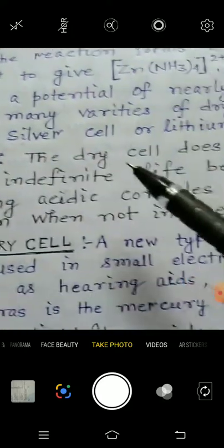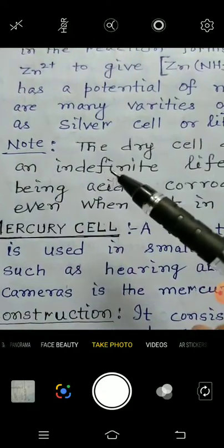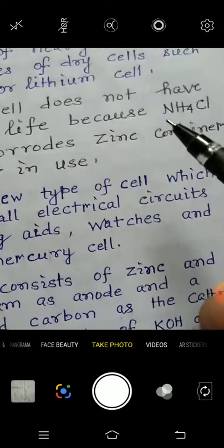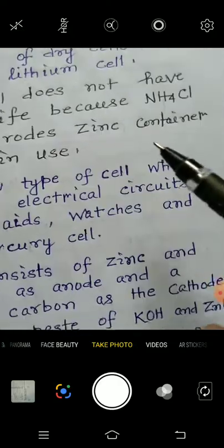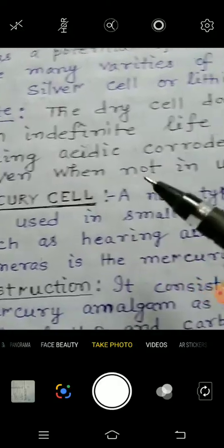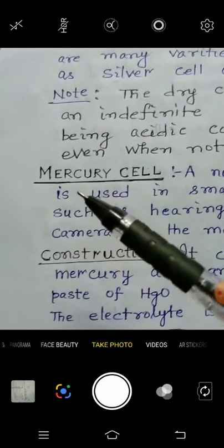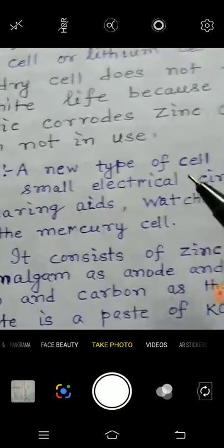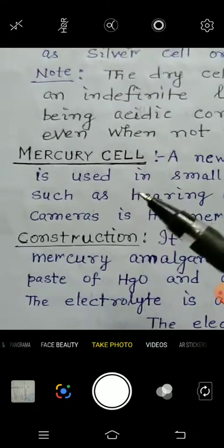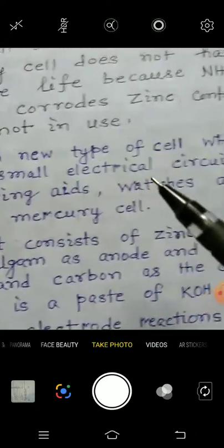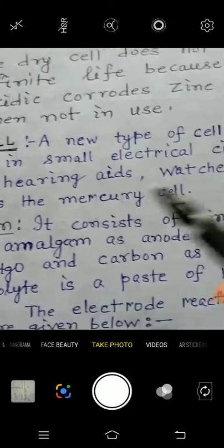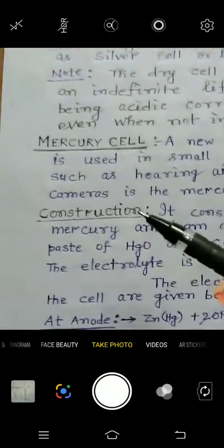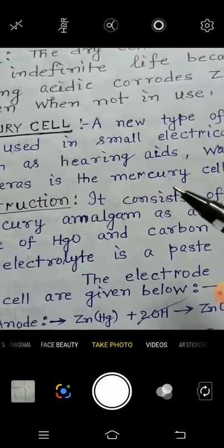Note: the dry cell does not have an indefinite life because NH4Cl, being acidic, corrodes the zinc container even when not in use. Mercury cell, a new type of cell which is used in small electrical circuits such as hearing aids, watches, and cameras, is the mercury cell.